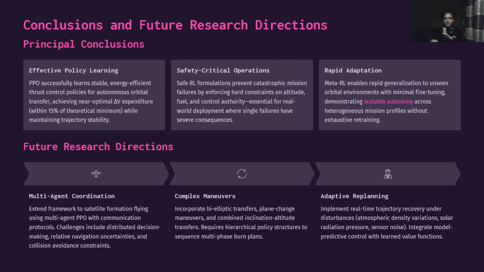Right, so let's come to the conclusions and future research directions. We have done effective policy learning through PPO. PPO was developed by the ChatGPT founders' team, but it was actually a replacement for TRPO. TRPO segregates the policy gradient map into trusted regions so that the gradients aren't too unstable. But PPO does the same task with simpler mathematics. And we have safety critical operations, rapid adaptation, and then the future research directions can go by multi-agent coordination. Now we are dealing with one particular spacecraft. Later we could do the same for multiple, and complex maneuvers, like elliptic transfers and plane change maneuvers and so on, and adaptive replanning. For example, if the spacecraft goes off course and we need to correct it, we could go about that.